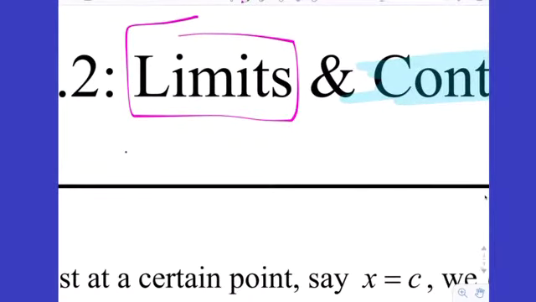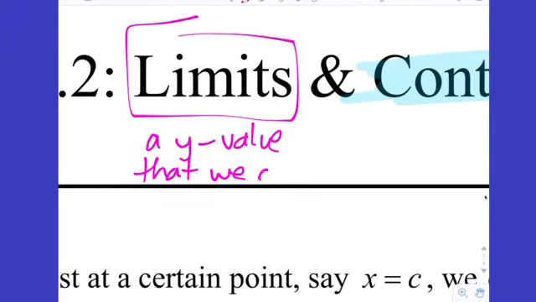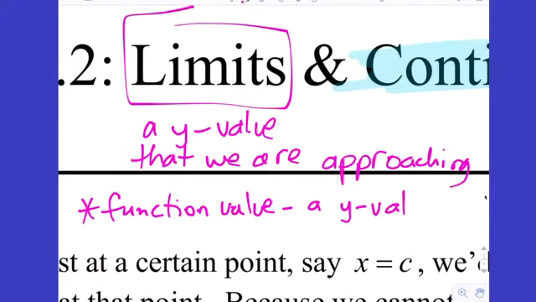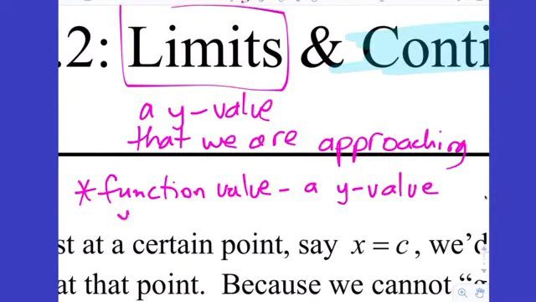So first and foremost, as I mentioned yesterday, the limit is a y value, okay? But it is a y value that we are approaching. So you could think of the limit as a notion of motion. It's movement, okay? Notice that it's different from a function value. A function value is also a y value, but it's not a y value you're approaching. It's a y value that you are actually at. You are standing at the coordinate 1, 3. Your y value is 3, and there you are.